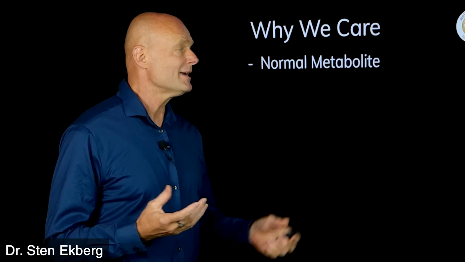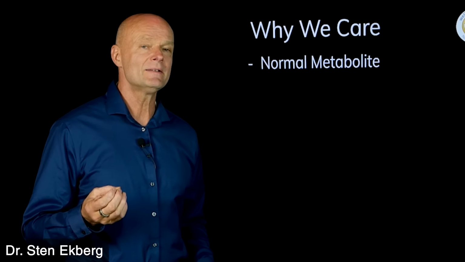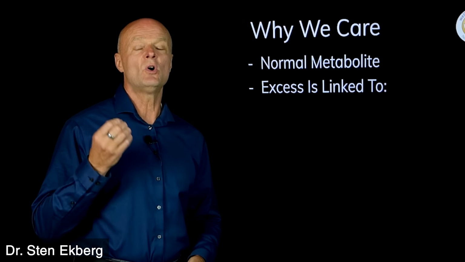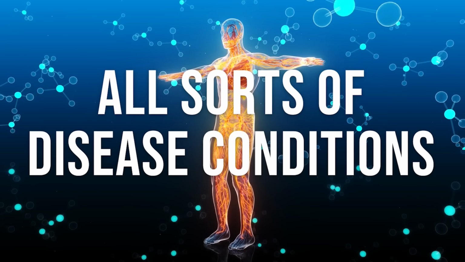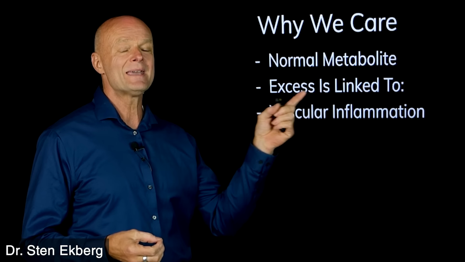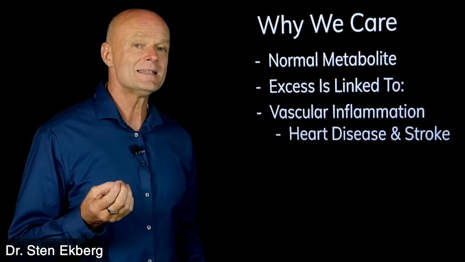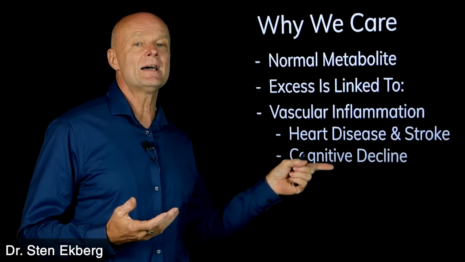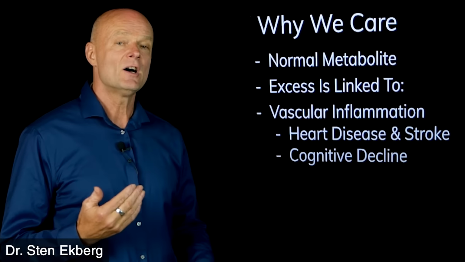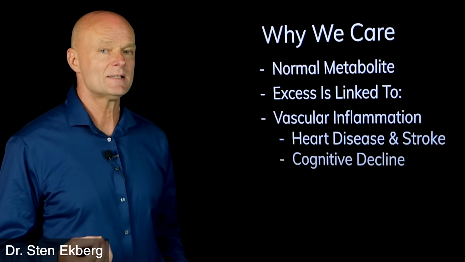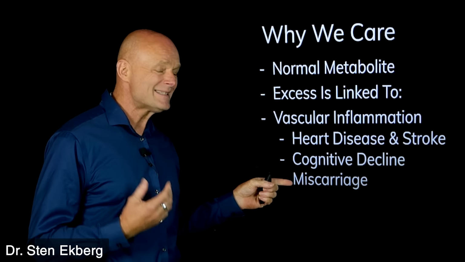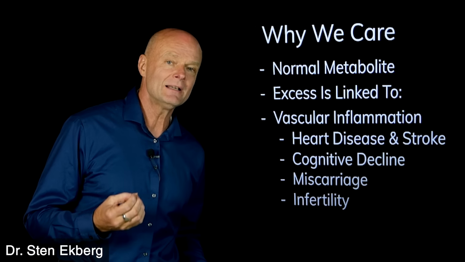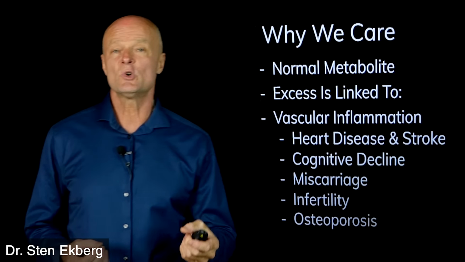Because even though it is a normal metabolite, an excess amount of homocysteine is linked to all sorts of disease conditions, such as vascular inflammation. Remember the heart disease and stroke? We have it linked to cognitive decline. So an early onset of dementia can be linked to homocysteine. We also have miscarriages linked to homocysteine, as well as infertility and even osteoporosis.